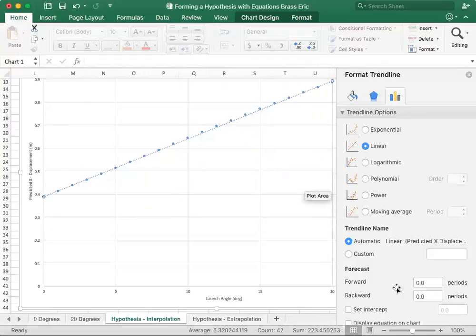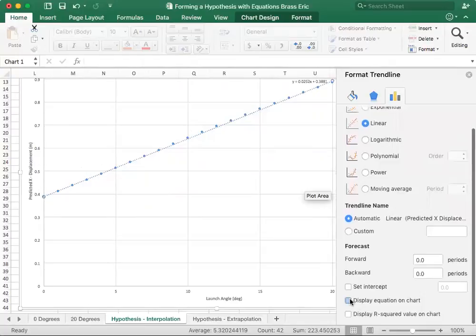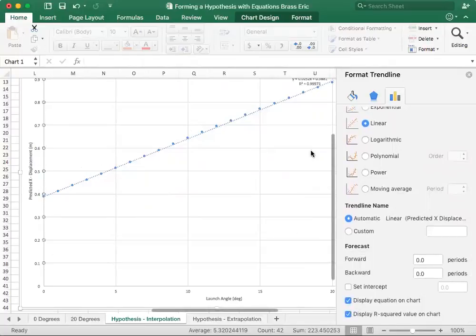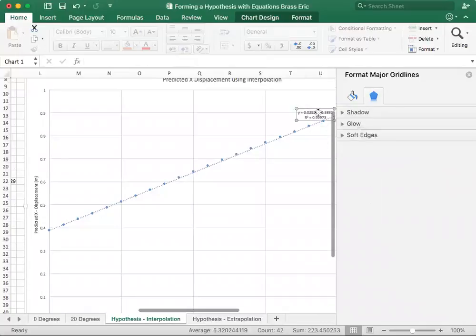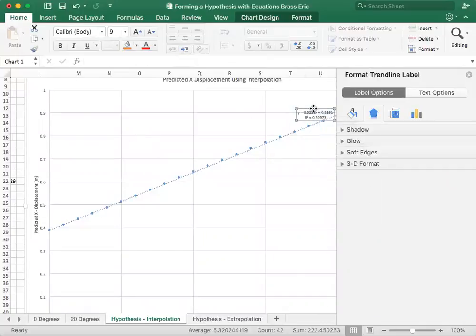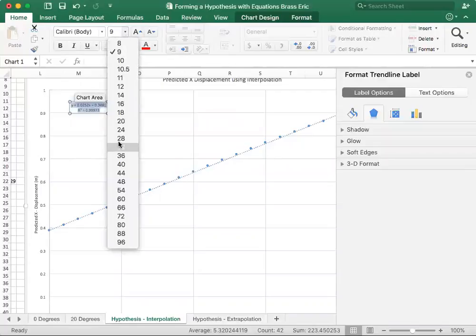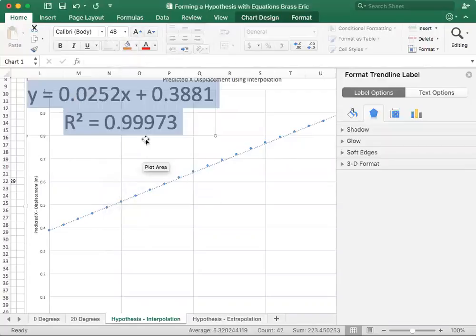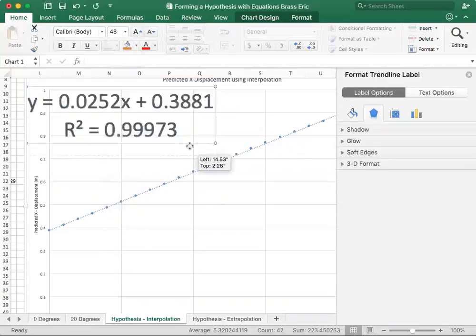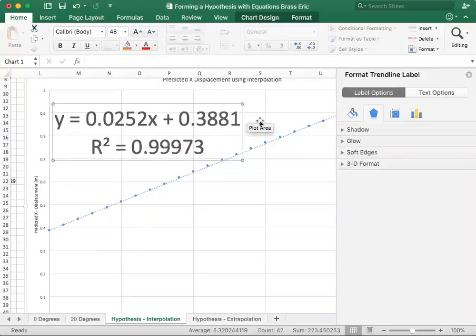I want to make sure that I can display my chart as well as my R value. So you'll see an equation here. And I'm just pulling it over. I'm going to highlight all of this, and I want to make it bigger so you guys can see it. I'll go down to 48. That should be big enough. It's probably too big, but still.